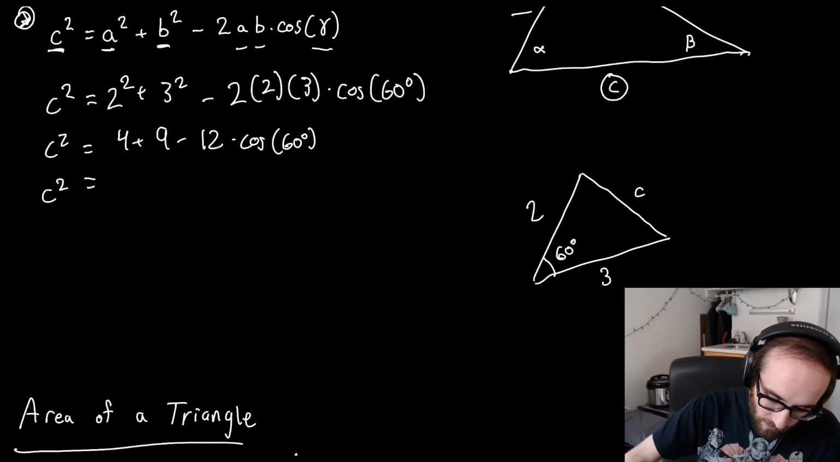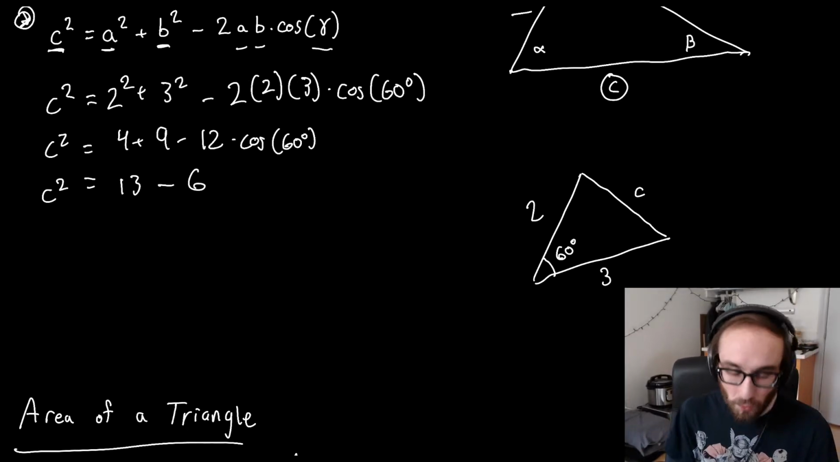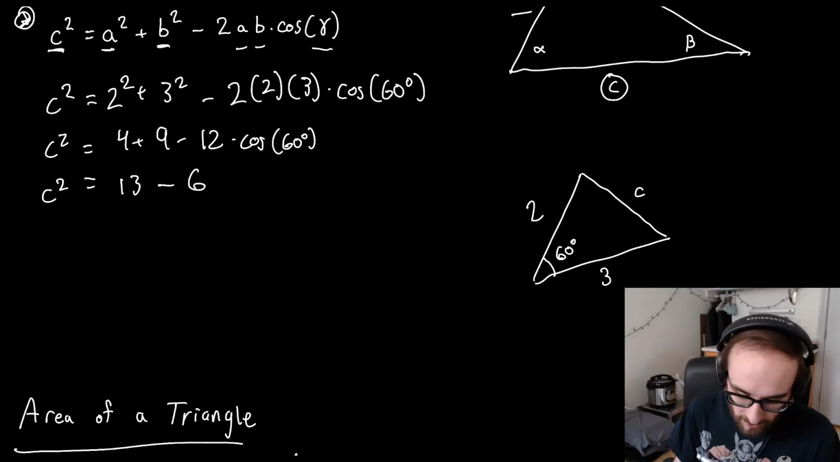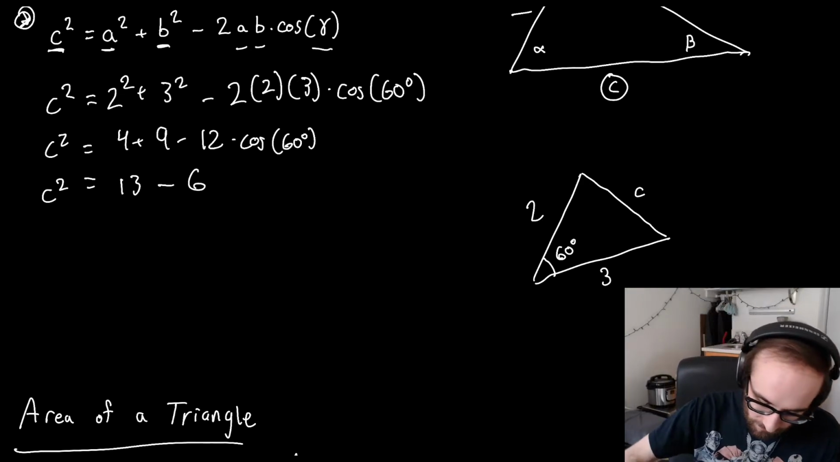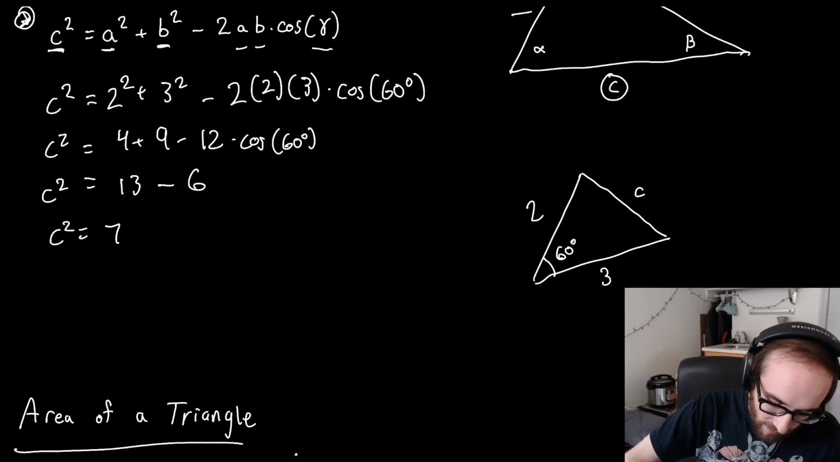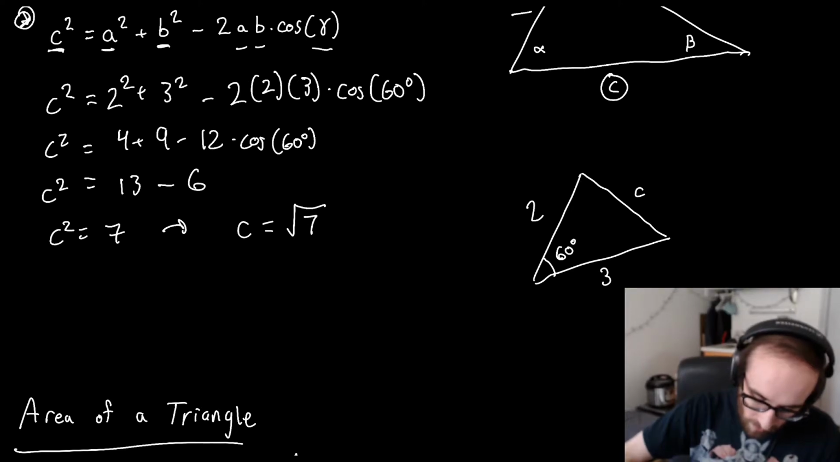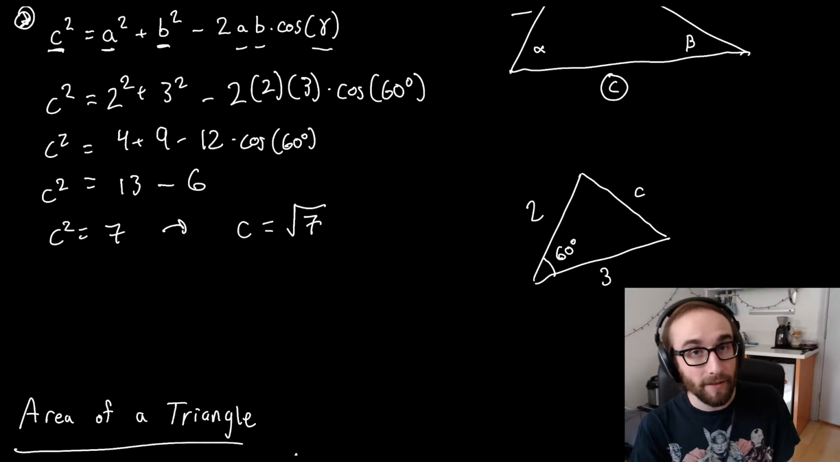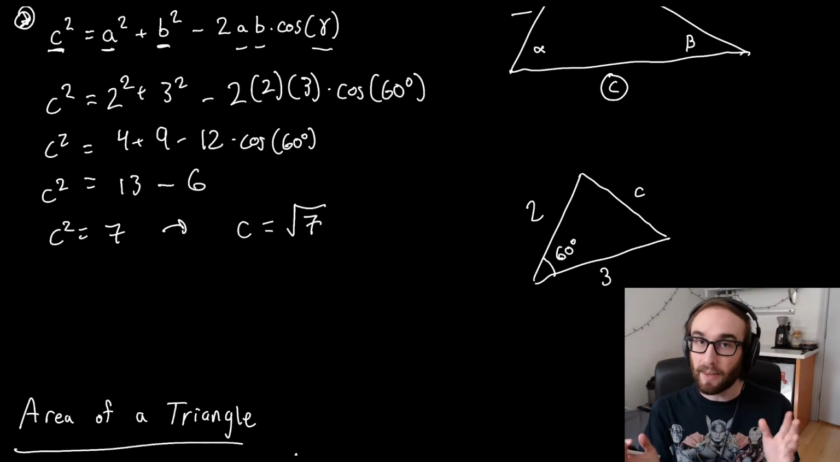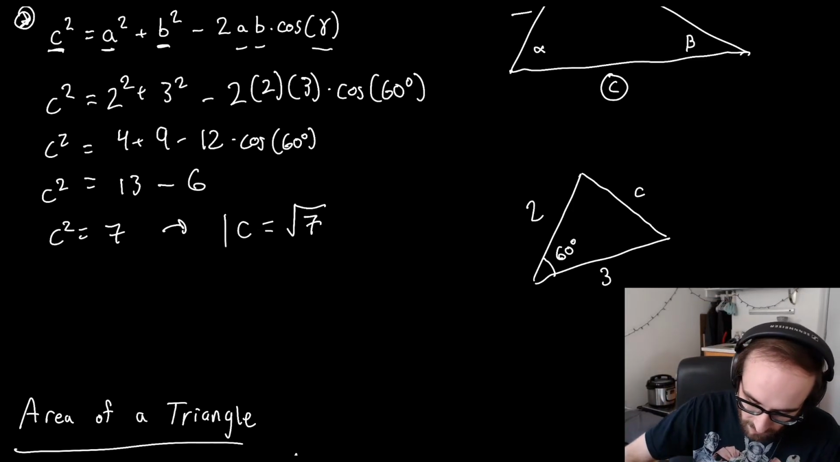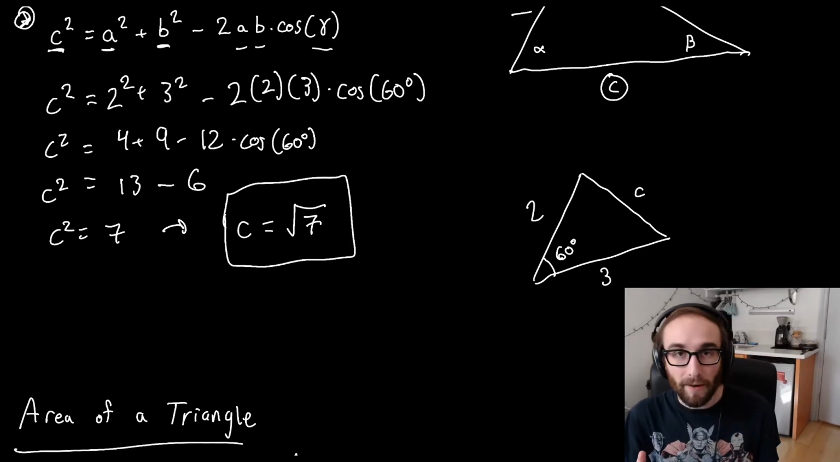So here we get c squared is equal to 13 minus, if we plug in cosine of 60 degrees in our calculator, we actually get 1/2. So we just have 12 times 1/2, which is 6. In other words, c squared equals 7. So finally, c is going to be equal to the square root of 7. Note, I'm only taking the positive square root, and that's because c is a side length or a distance, so it can't be measured as a negative value. So just the positive square root of 7, and that is our final answer for c.